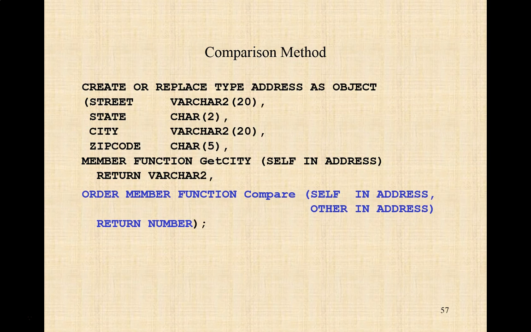As an alternative, let's look at the idea of an order member function. Again, we jump right into the body. What we're seeing here is there are two arguments, self and then something we're calling other. But notice this is within the address object type, so both of the arguments to the comparison function, to the order member method, are address objects. And what we return here is a number. Recall that that is a requirement of an order method. We have to return a negative number, a positive number, or 0.